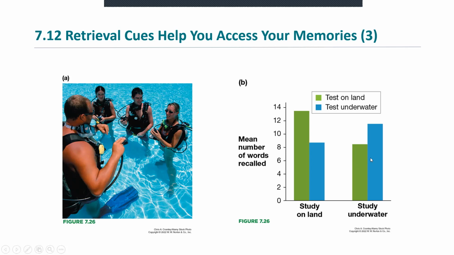So in each case, when there was a match of where you learned the material and where you were then tested for it, people performed better. And this is how context dependent memory works. You're just more likely to recall something when you're in the same physical location. And once again, state dependent memory is if you're in the same internal state, you're more likely to recall something if it matches the state you were in when you learned it.